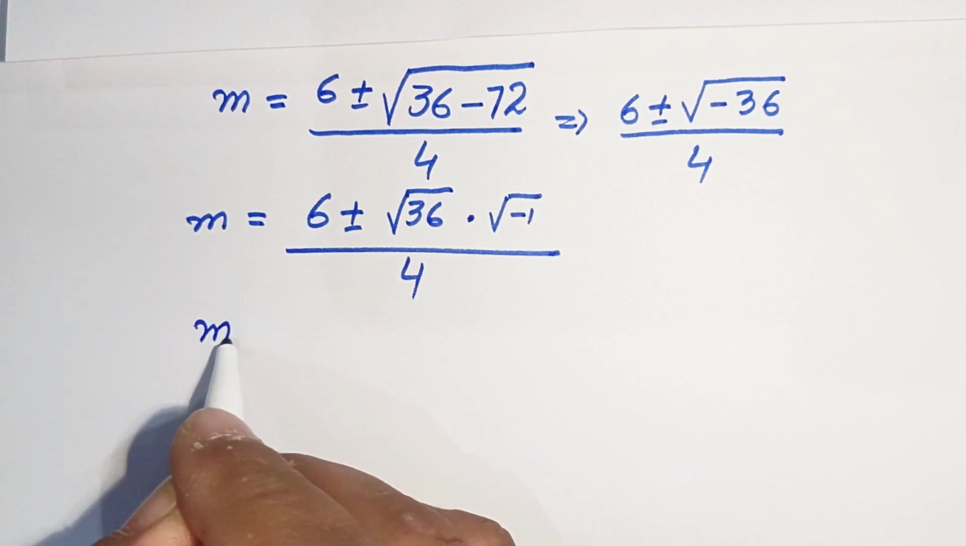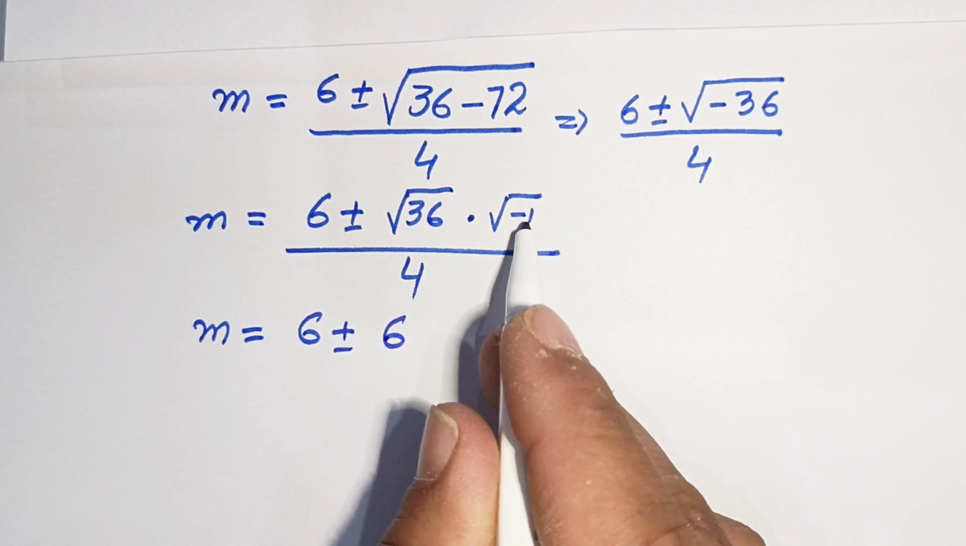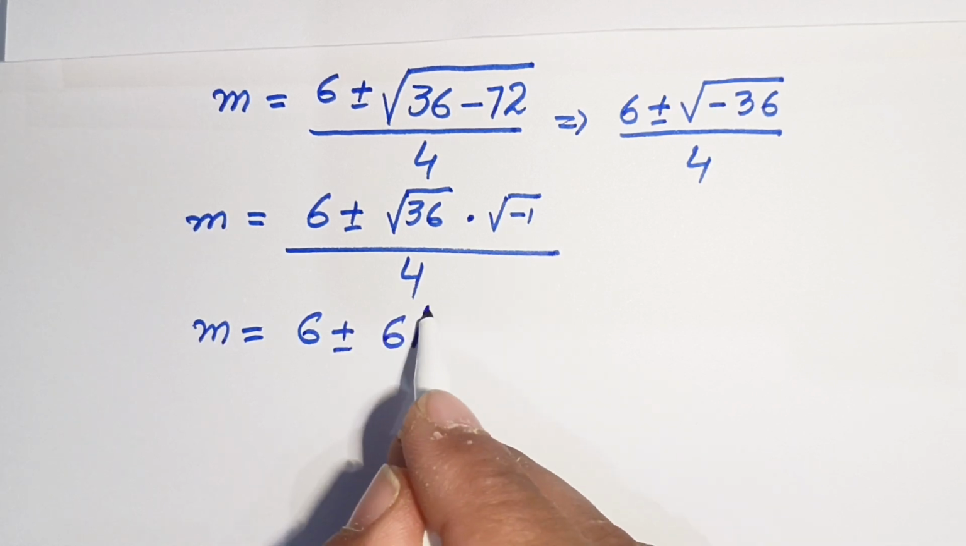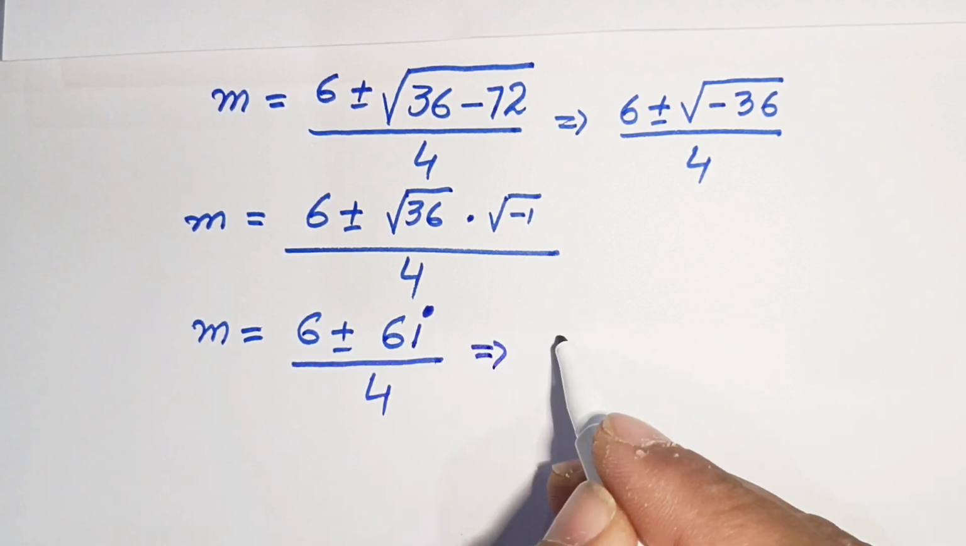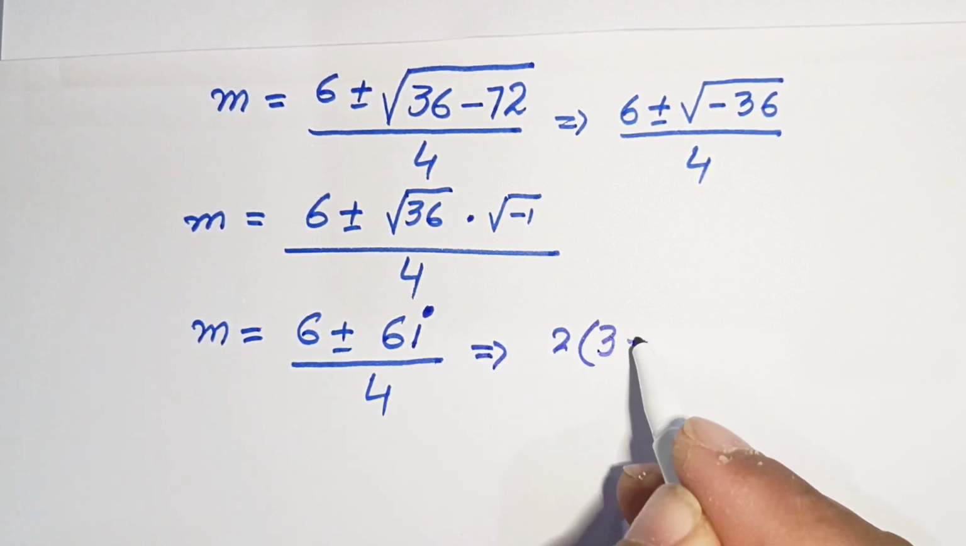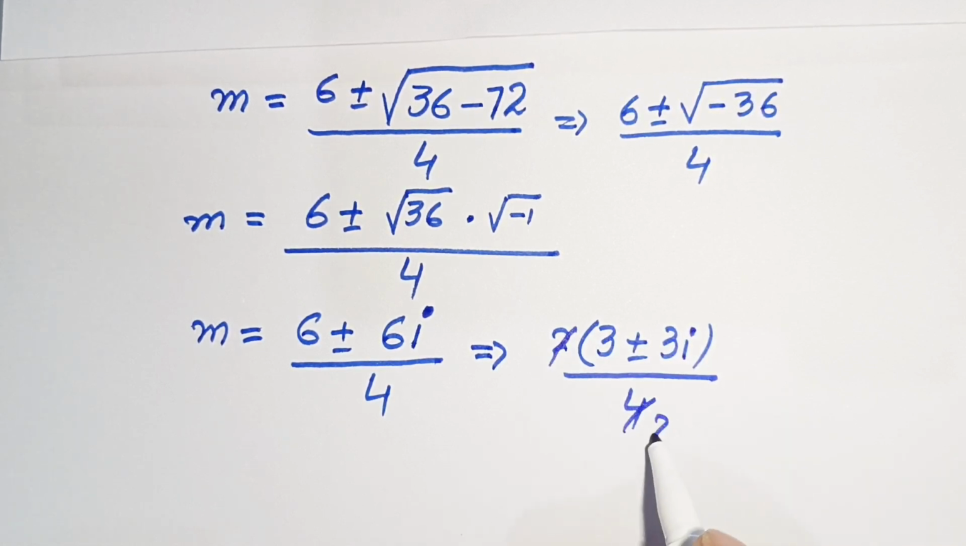Now our next step is, here m is equal to 6 plus minus square root of 36, which is 6, times square root of minus 1, we know that it is equal to i, all over 4. Here if we take 2 common, we get 3 plus minus 3i all over 4, cancelling 2 with 2, 2 twos are 4.